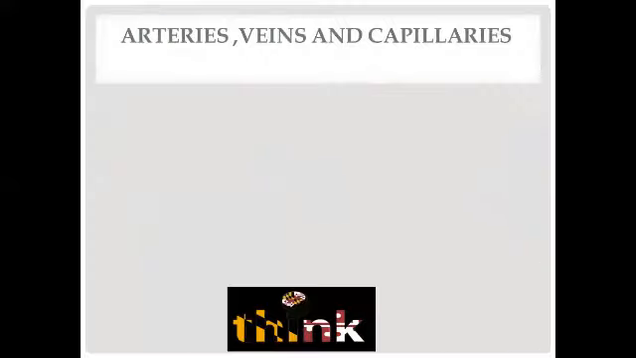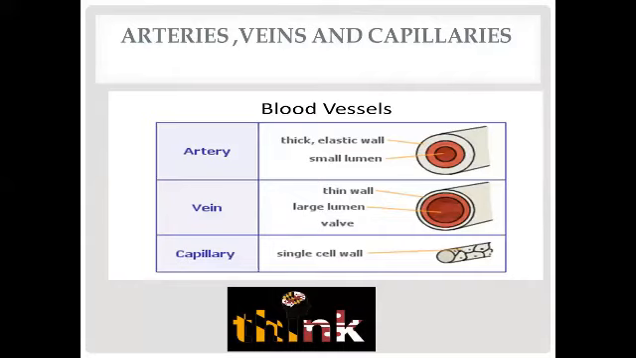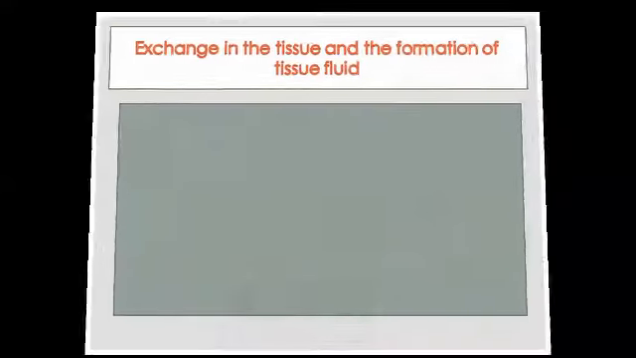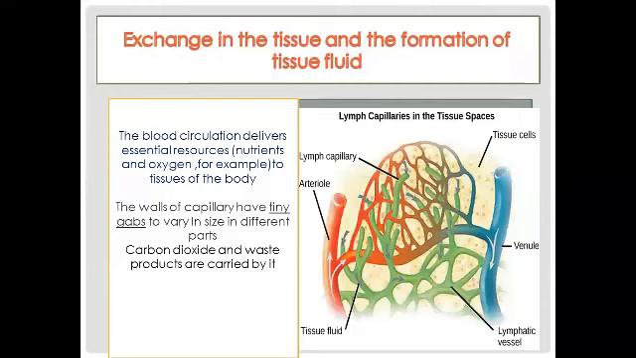The last part is the summary for blood vessels: artery, veins, and capillaries. The same layers, elastic wall and thin wall, and single cell layer of endothelial cells. This is the summary for blood vessels and also the comparison between them. The last part is tissue exchange and the formation of tissue fluid.